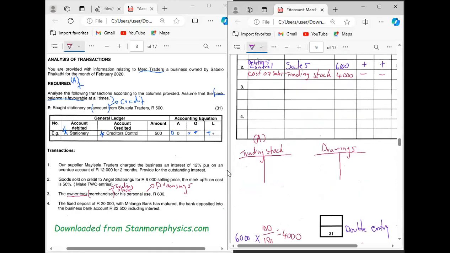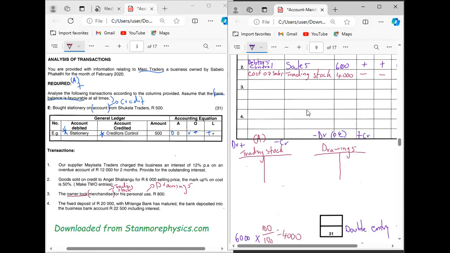Trading stock is classified as an asset, and all assets are positive under the debit side, and negative under the credit side. Drawings are classified as owner's equity. All owner's equity is positive under the credit side, and negative under the debit side. So this is basically what we need to know.